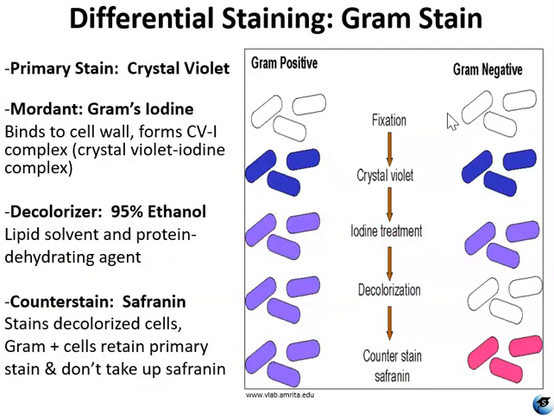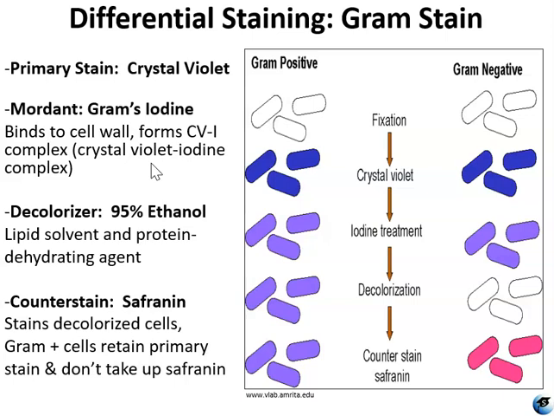In gram stains, the primary stain is crystal violet, which colors the cells purple, no matter if they're gram-positive or negative. Essentially, the first step is just a simple stain, right? It's using crystal violet, which is a basic dye, to color the cells. Then you have the mordant. The mordant is iodine. Iodine binds to the cell wall, and it will form a crystal violet iodine complex if that thick layer of peptidoglycan is there. If that thick layer of peptidoglycan is there, the iodine will anchor the crystal violet to that peptidoglycan.